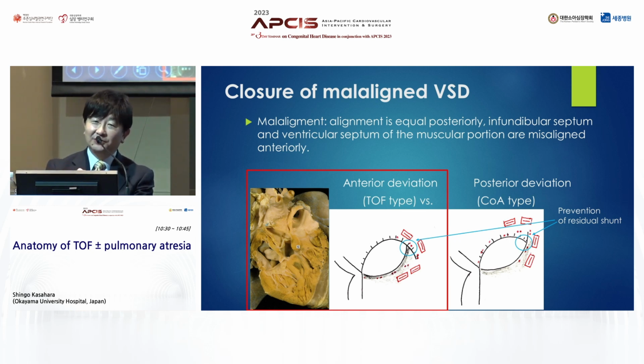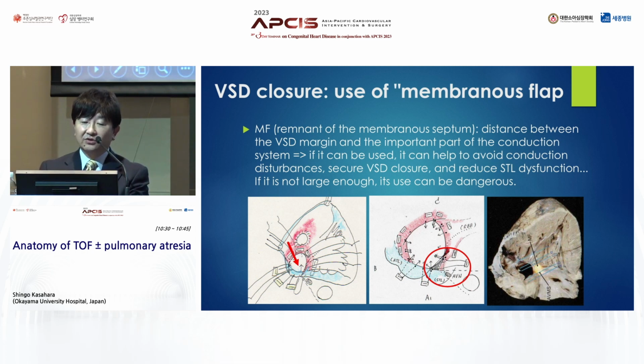And also, I'm a surgeon, so I shift a little bit to the surgical point of view, and the closure of a malaligned VSD. Malaligned means posterior malalignment and anterior malalignment, two types. Anterior deviation is tetralogy of Fallot, where the infundibular septum and the TSM anterior limb are in different planes, and also the coarctation type, and posterior deviation is like that. So the closure is usually at the membranous flap. The membranous flap means a remnant of the membranous septum, the membranous side of the interventricular septum.